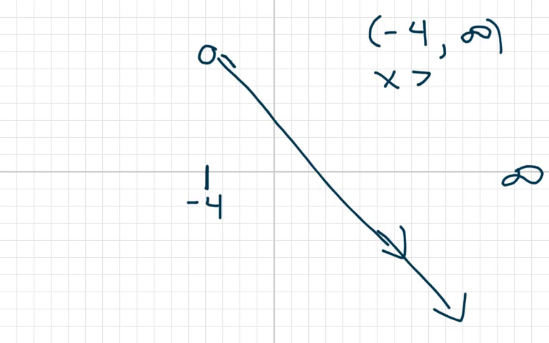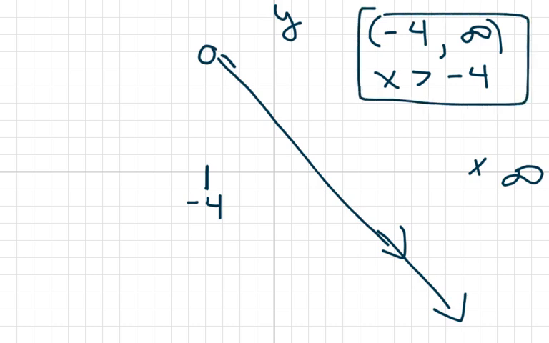If you want to use set notation, you would say that x is greater than -4. And of course we're in 2 dimensions now because we have an x and a y. Right? So that's your domain values.